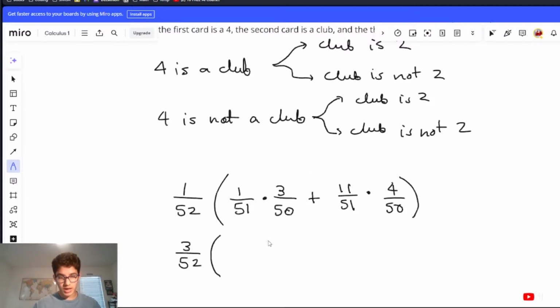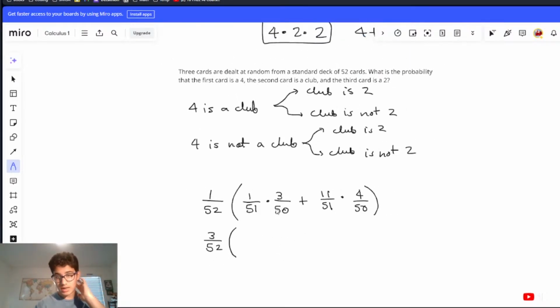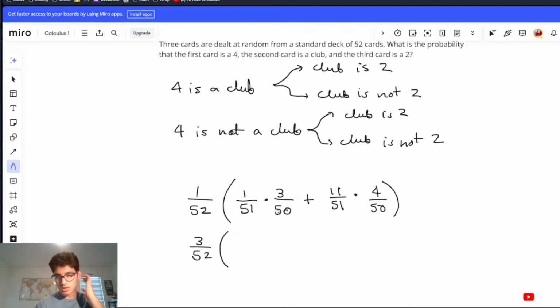And then over here, what do we add to it? Well, we'll add club is a 2 again. Well, 4 is not a club, which means there are 13 clubs. So it's, wait. The second card is a club. Okay, yeah. So it'll be out of 51. It'll just be 1 out of 51 again. Times, now we've got, well, same thing, right? It'll be 3 out of 50 because there are 3 left.